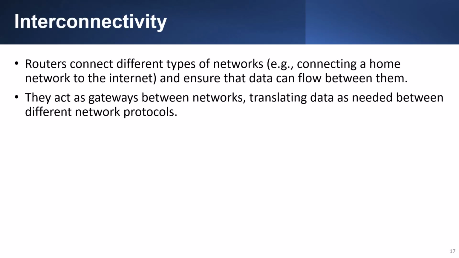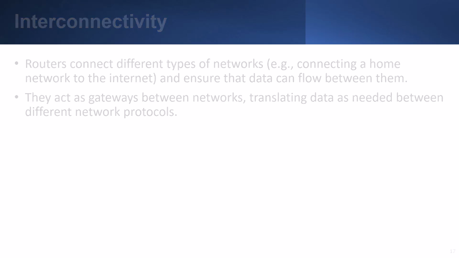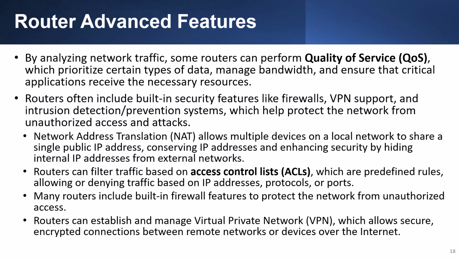Routers connect different types of networks, such as connecting a home network to the internet, and ensure that data can flow between them. They act as a gateway between networks, translating data as needed between different network protocols. By analyzing network traffic, some routers can perform quality of service, or QoS, which prioritizes certain types of data, manages bandwidth, and ensures that critical applications receive the necessary resources.